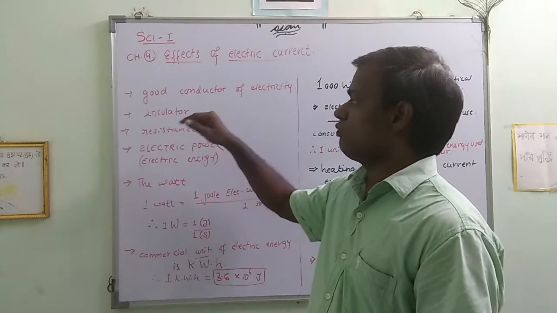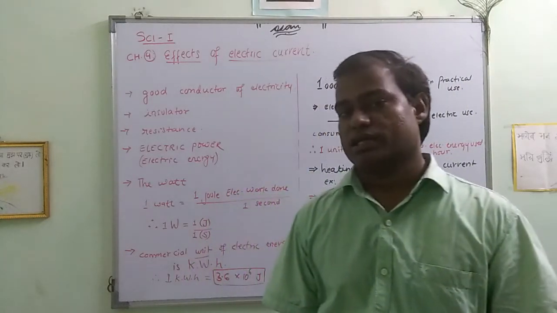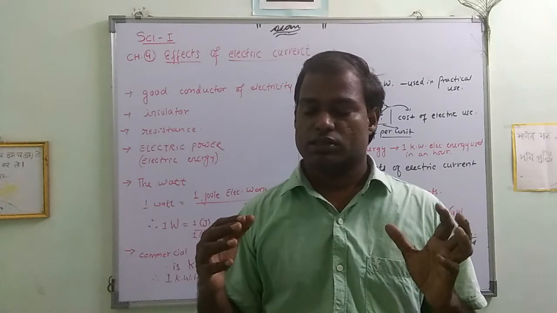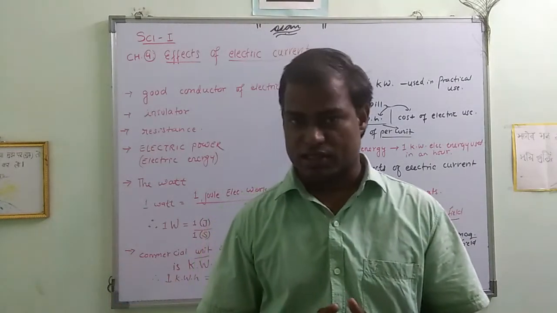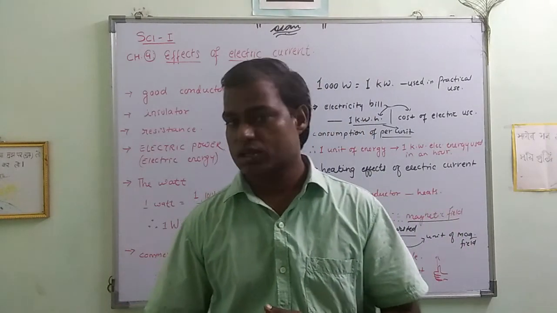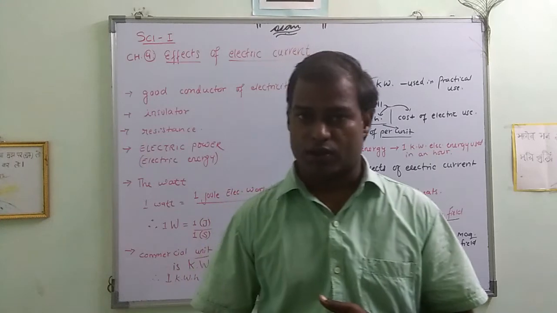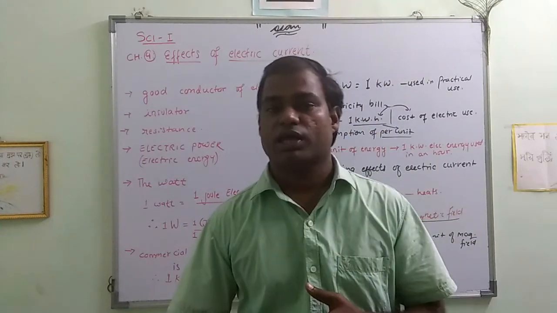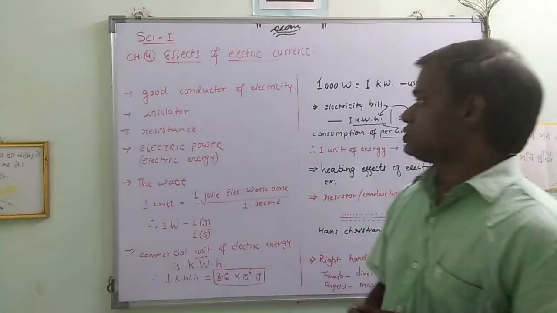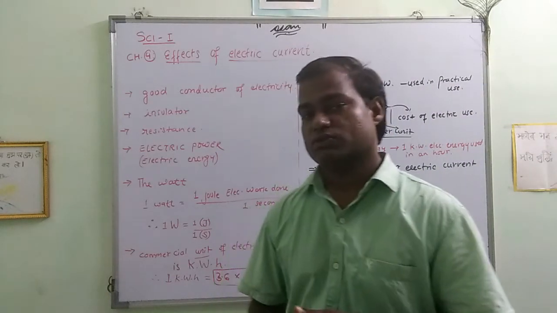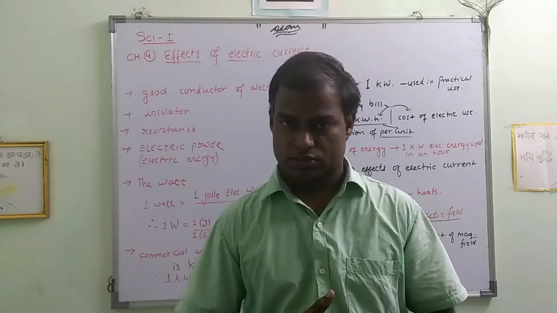The student should also know what is good conductor of electricity. Good conductor of electricity means the object that supports the electric current flow. That is called good conductor of electricity. Example, iron, copper, aluminium. They are good conductors of electricity. Insulator means which are not good conductors of electricity. Example, wood, plastic.